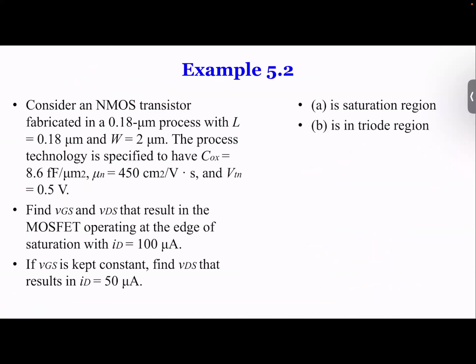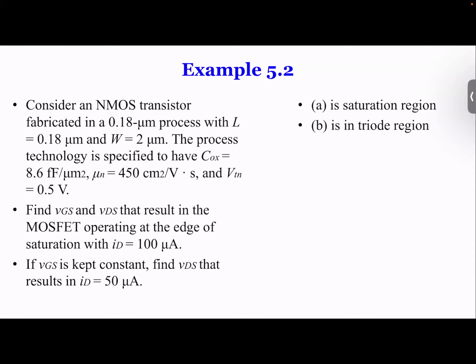So here, there's just a bunch of numbers, so it's probably difficult to get all the actual results. But the idea is that you are given all the parameters: 0.18 micrometer process, L is 0.18, W is 2, process technology specified COX and mu n and so on. And VT is 0.5. They want you to find VGS that results in the MOSFET operating at the edge of saturation, and ID is 100 microamps. How do you approach this problem?